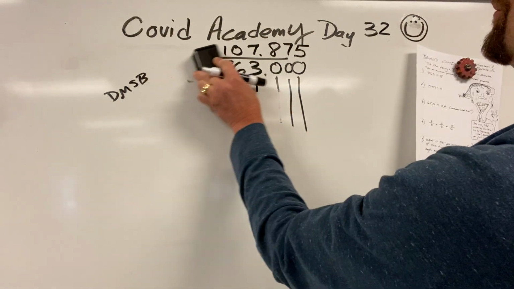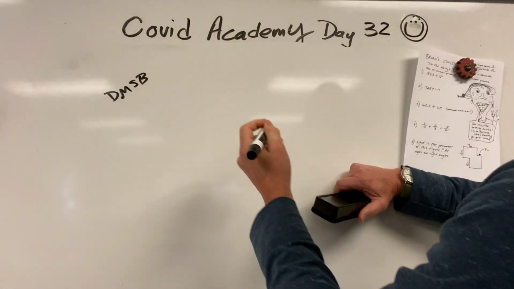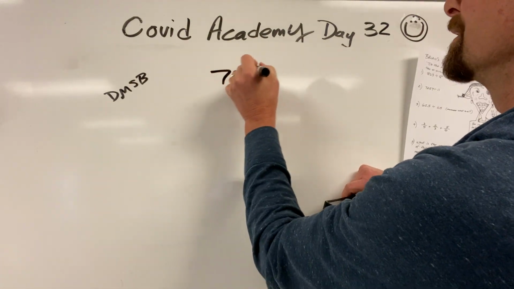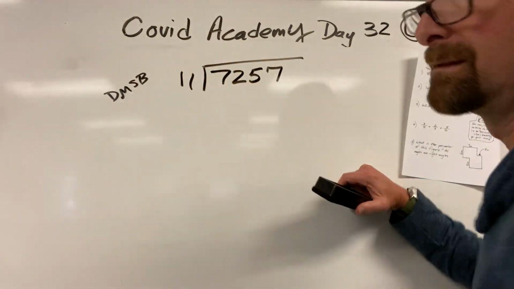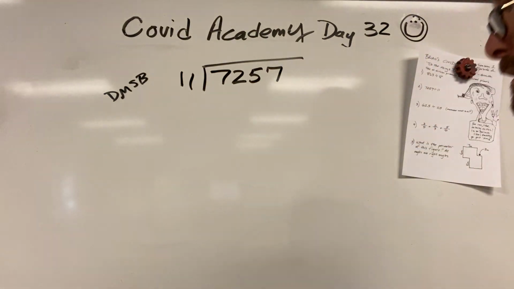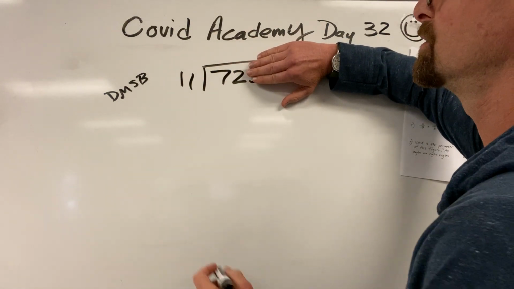Let's do number 2. All right. Number 2 is 7,257. Whoa, that's a big number. Divided by 11? That was pretty rude. Okay, here we go. How many 11s fit into 7? None of them, so I pull down another number. How many 11s into 72?